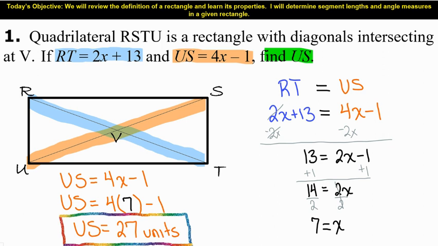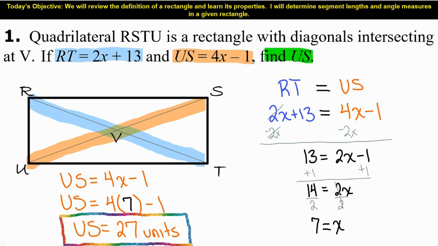Remember, your diagonals are equal to each other. If you know one, the other is exactly equal to it. So if it asks me to find RT, it should also be 27. If you want to check your work, you could plug the x into the 2x plus 13 and get 2 times 7 is 14. And 14 plus 13 is also 27.